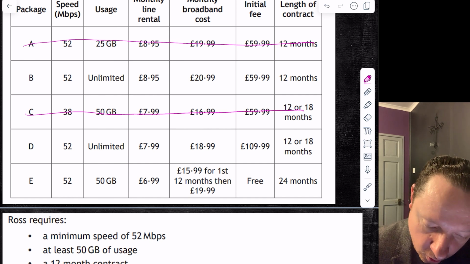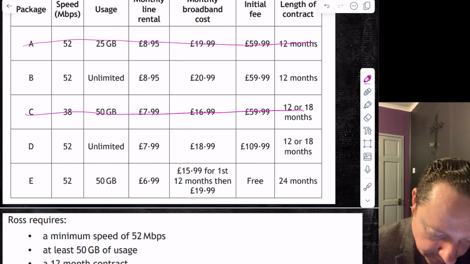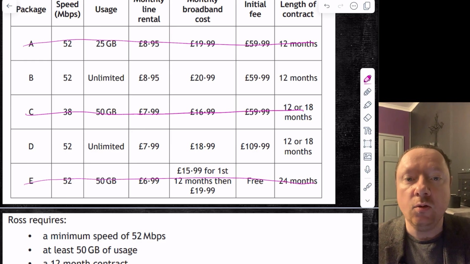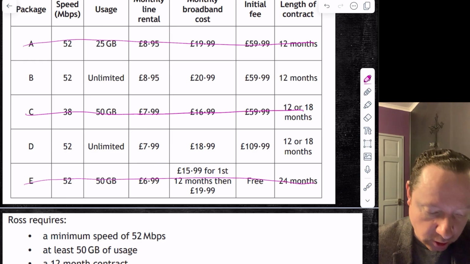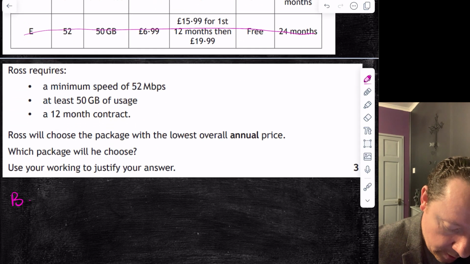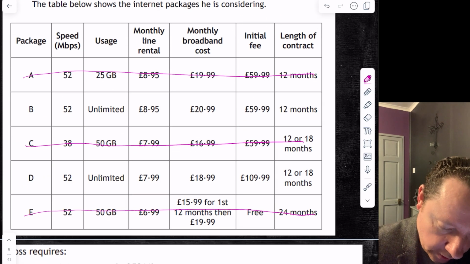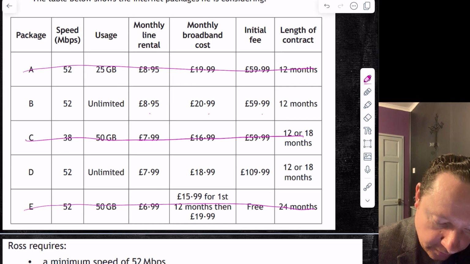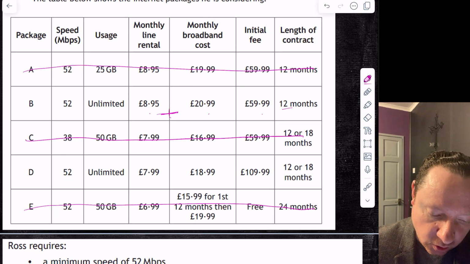He needs a 12-month contract. Well, that means E is out because that's only 24 months. So that only leaves us with B and D. So we'll work out the cost of them separately and see which one's the cheapest. So let's look at B to start with. It costs £8.95 a month and £20.99 a month with an initial fee of £59.99. So I need to add these two together and times by 12 and then add on the initial fee.